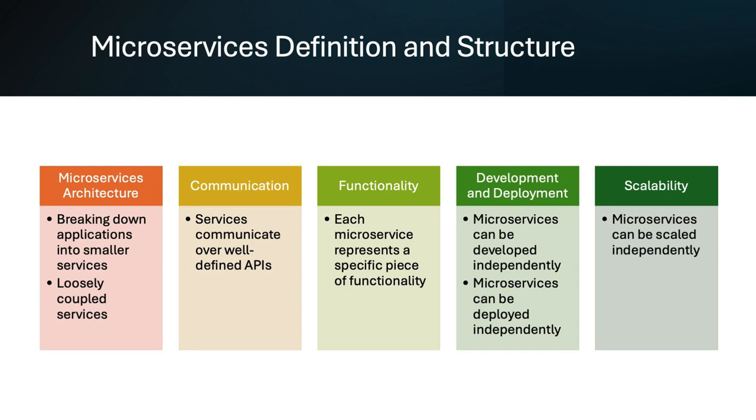Microservices architecture breaks down applications into smaller, loosely coupled services. These services communicate over well-defined APIs, each representing specific functionality. Microservices can be developed, deployed, and scaled independently.